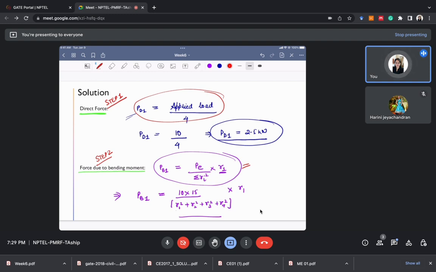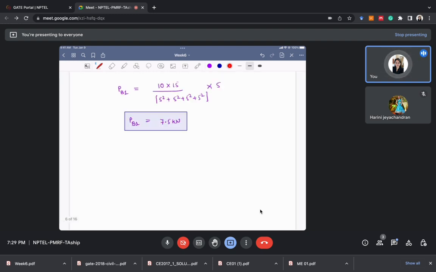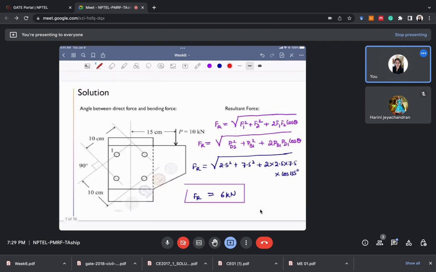So two steps are clear. First is the direct force calculation, second is the force due to bending moment calculation. What is the third step now? The third step is to find the angle between the direct force and the bending force. In this you need to use a little knowledge of geometry. For example, in this case this was our bending force and this was our direct force. The angle between the bending force and the line connecting CG and bolt is always 90 degrees. We know that, so this angle is 90 degrees.